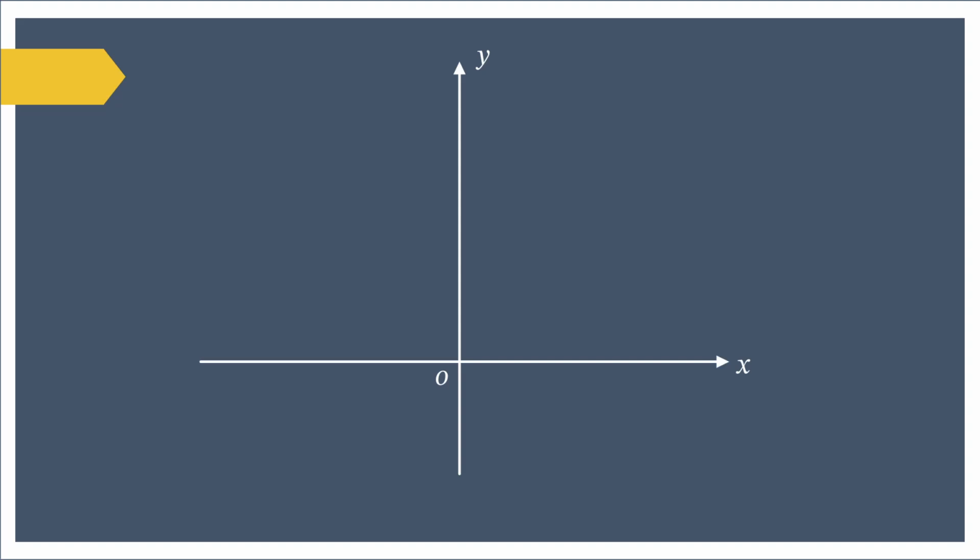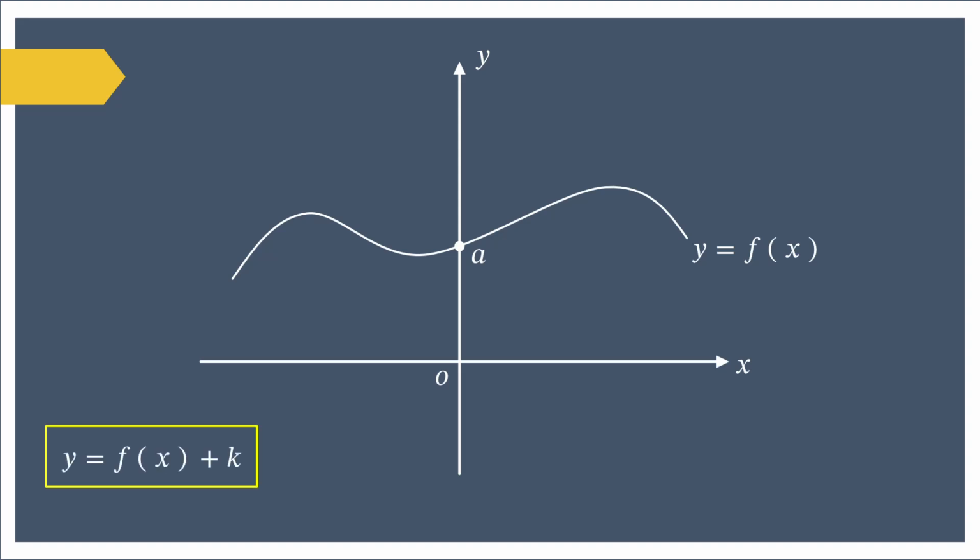Here, I'd want you to consider the graph y = f(x) shown. Now we can transform this graph to form the graph y = f(x) + k, where k is a positive constant, through a translation. So the matrix representing this translation will be (0, k). So the new graph, therefore, will be this graph here, which is a shift of the original graph by k units upwards.